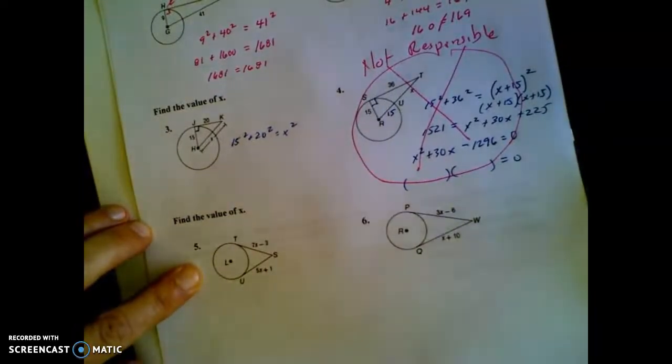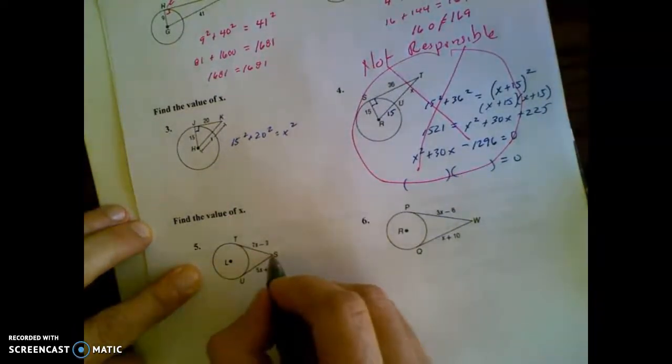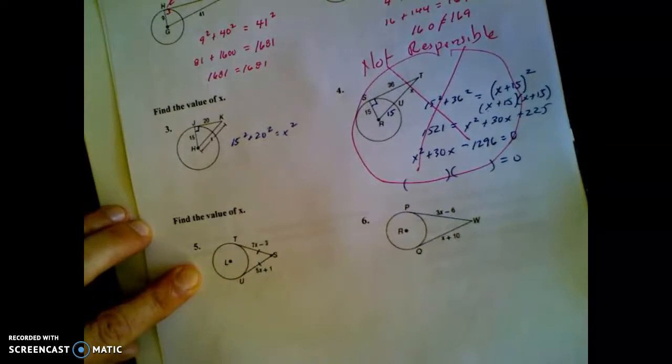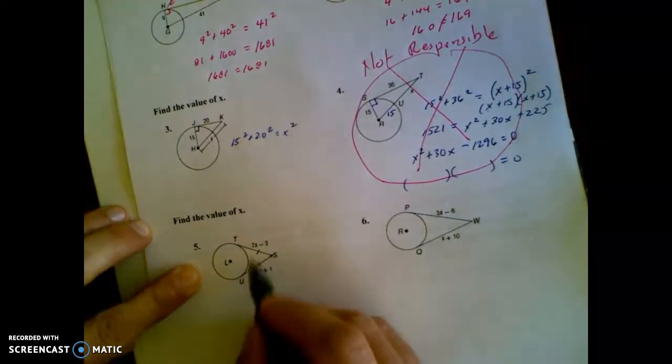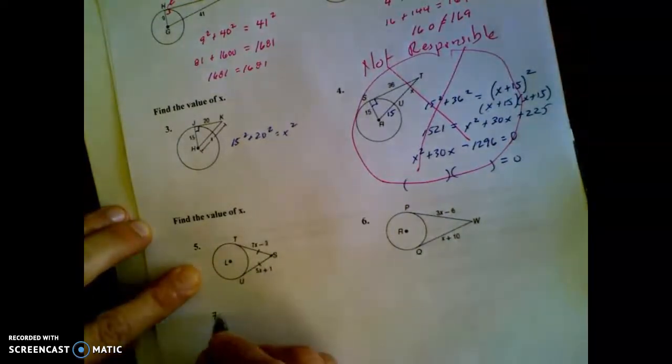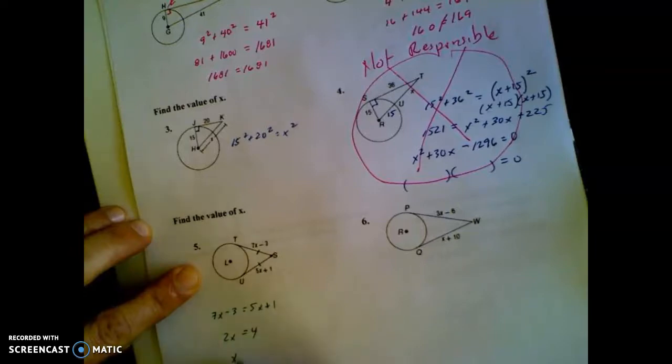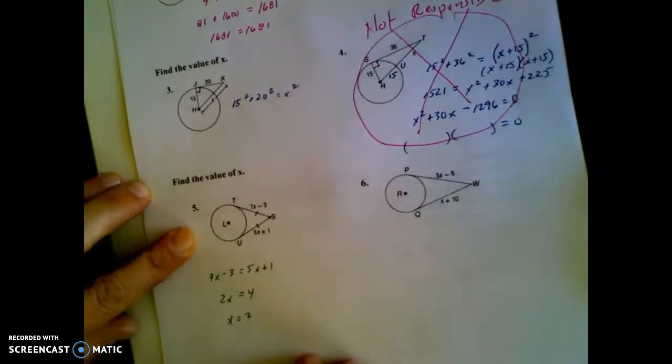For 5, I have 2 tangents from the same exterior point. That means these are going to be equal to each other. So again, once you know that they're tangent to the same circle, you can set these equal to each other because of that one theorem we went over. So then subtract 5x, add 3, that means x is equal to 2. So that's the way you would do that type of problem.